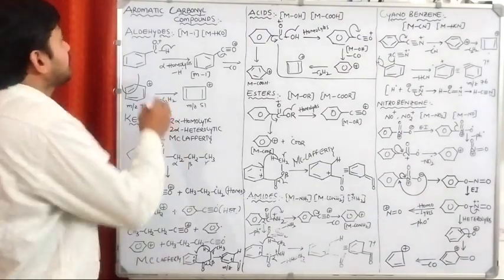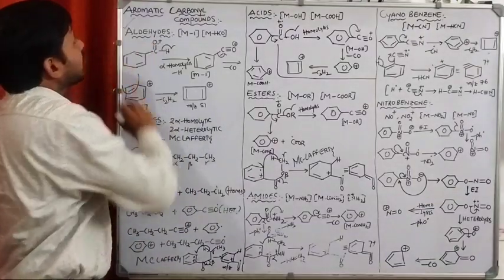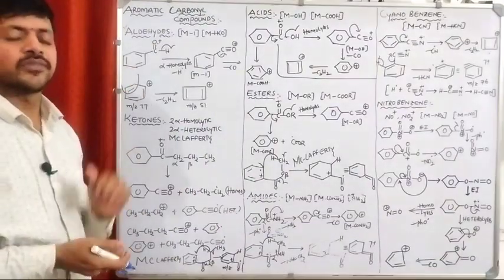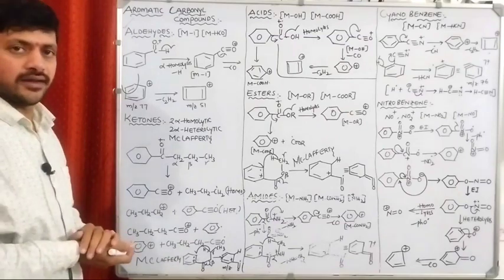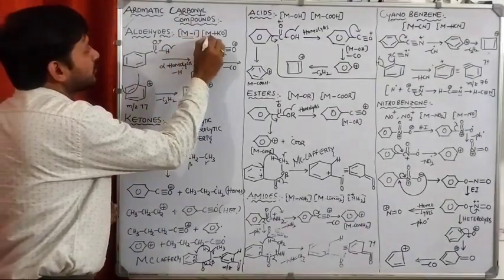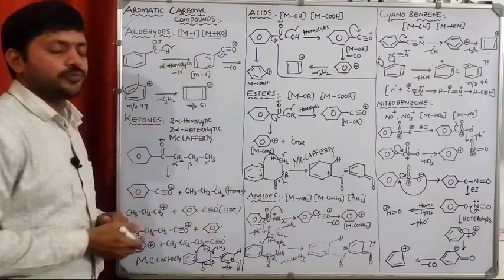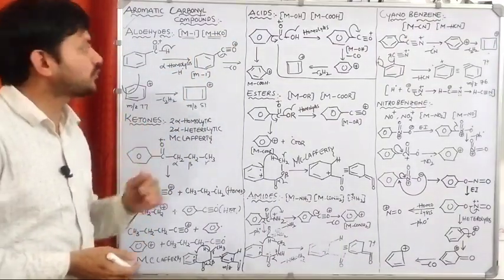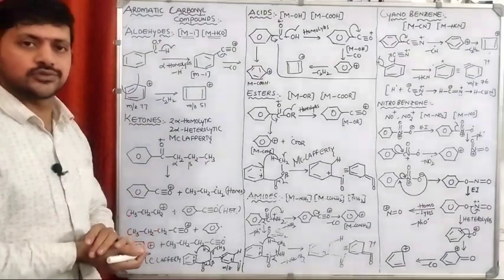Let's see the next type of fragmentation in aromatic carbonyl compounds. The first one is what? Aromatic aldehydes. In case of aromatic aldehydes, what are we observing? Two types of peaks, those are M-1 and M-HCO.